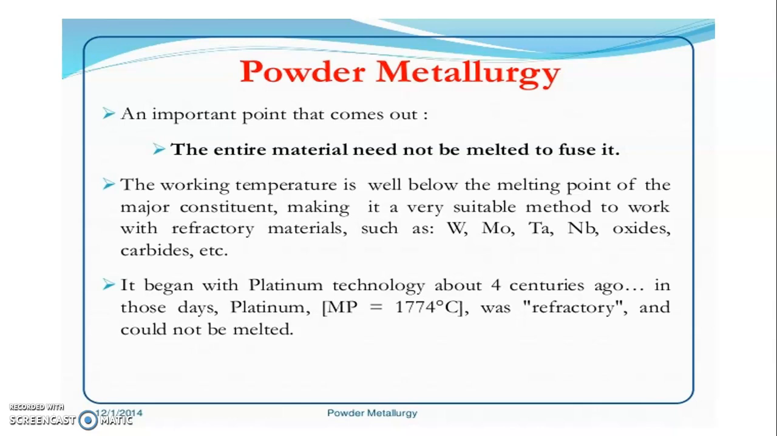The working temperature is well below the melting point of the major constituent, making it a very suitable method to work with refractory materials such as tungsten, molybdenum, Ta, Nb, and oxides and carbides, etc. It began with platinum technology about 4 centuries ago. In those days, platinum, with an MP of about 1700 degrees Celsius, was refractory and could not be melted. That is very important.